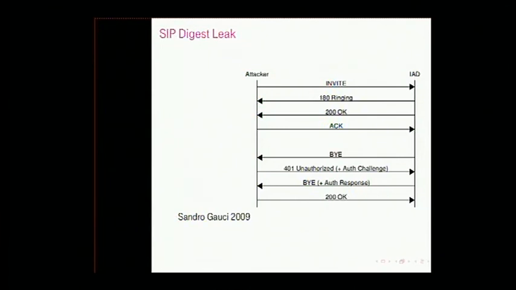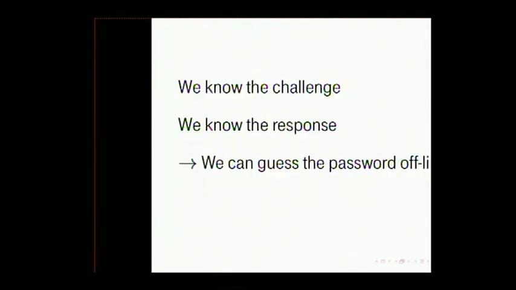The attack: I call the victim, talk to her or to him until the user hangs up and sends a BYE to me, and I challenge this BYE. And now the IAD thinks I'm the trusted SIP provider, and responds with the correct authentication response. We have the challenge, we have the response, and now we can make a dictionary offline attack.